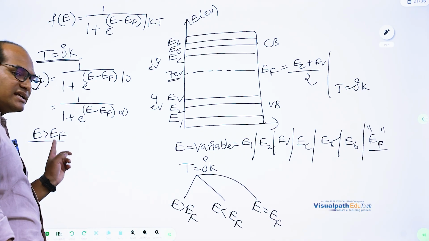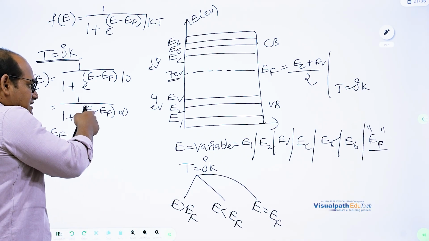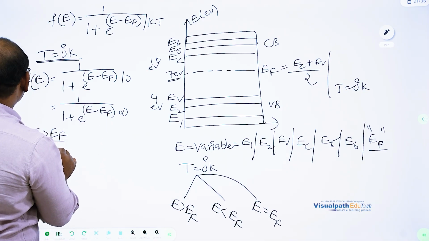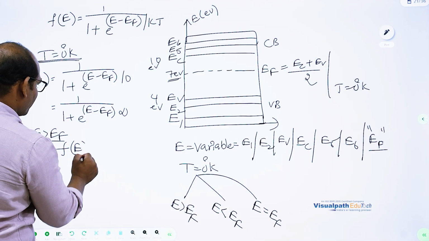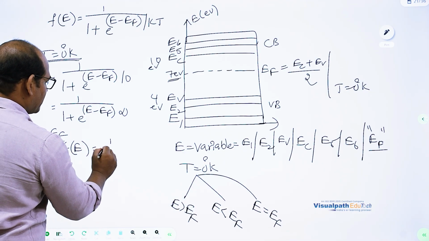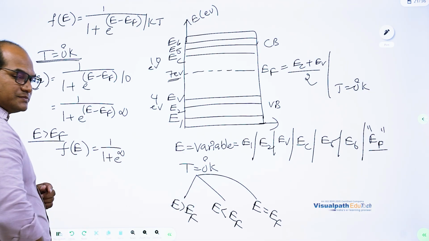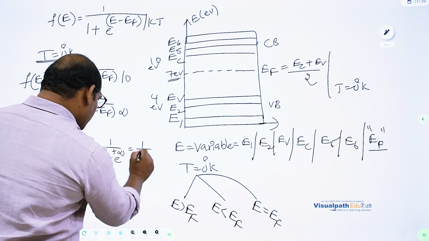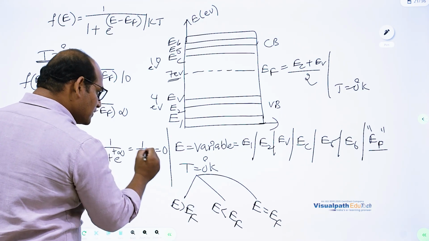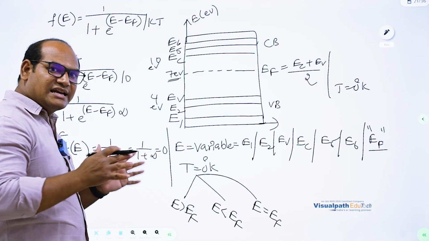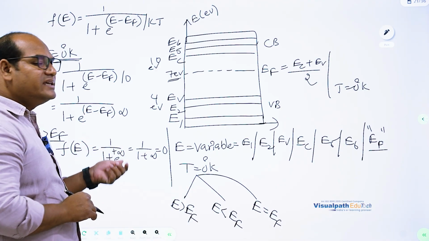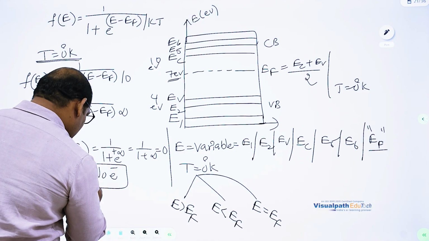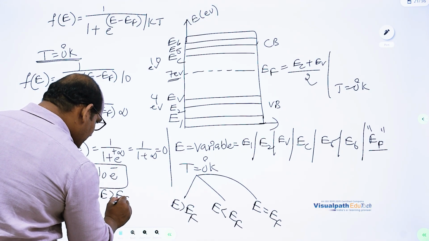So when you take energy greater than EF, what will happen? This E minus EF will be positive because this E is larger than the EF. This E minus EF is positive, so for this particular case you will get F of E equal to 1 by 1 plus e power plus infinity. So 1 by 1 plus e power plus infinity means 1 by 1 plus infinity, that is 0 you will get. Probability is 0 for all the energy levels which are greater than the EF. Probability is 0 means no electron. No electron for E greater than EF. This is what we got.